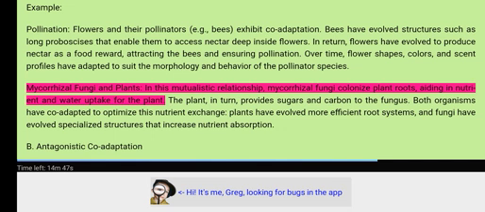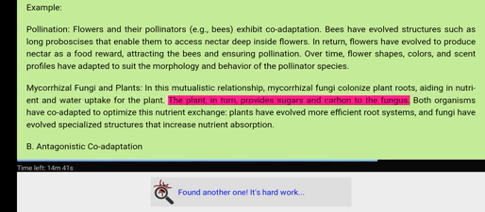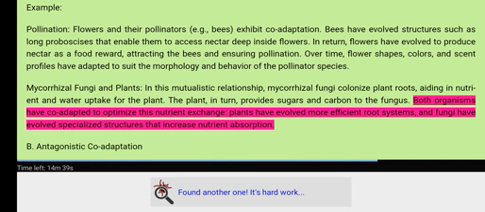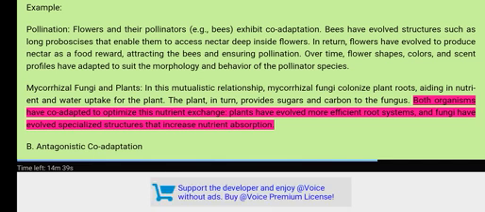Mycorrhizal fungi in plants. In this mutualistic relationship, mycorrhizal fungi colonize plant roots, aiding in nutrient and water uptake for the plant. The plant, in turn, provides sugars and carbon to the fungus. Both organisms have co-adapted to optimize this nutrient exchange. Plants have evolved more efficient root systems, and fungi have evolved specialized structures that increase nutrient absorption.